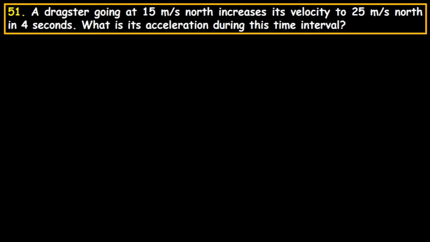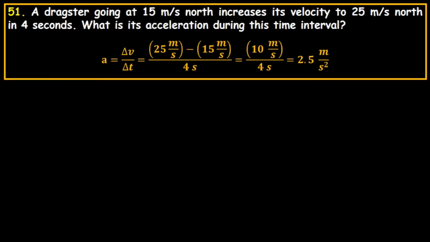A dragster going at 15 meters per second north increases its velocity to 25 meters per second north in 4 seconds. What is the acceleration during this time interval? Well, it would be 25 minus 15 divided by 4, which would be 2.5 meters per second squared. Remember, it's change in velocity over change in time.